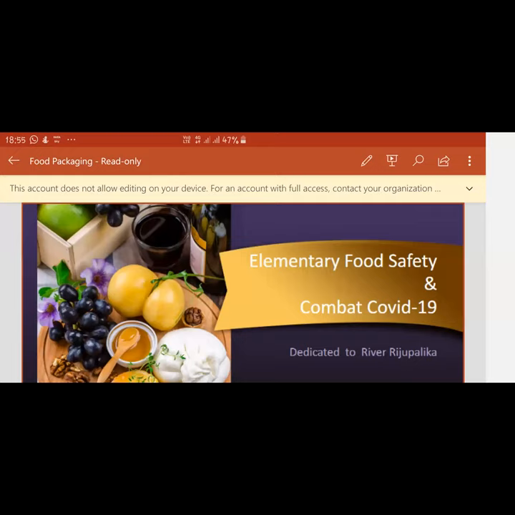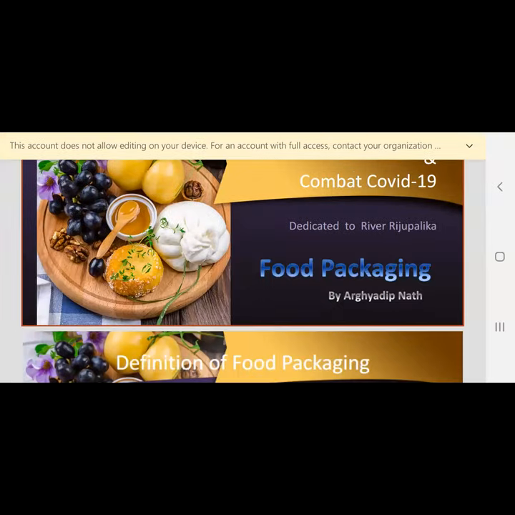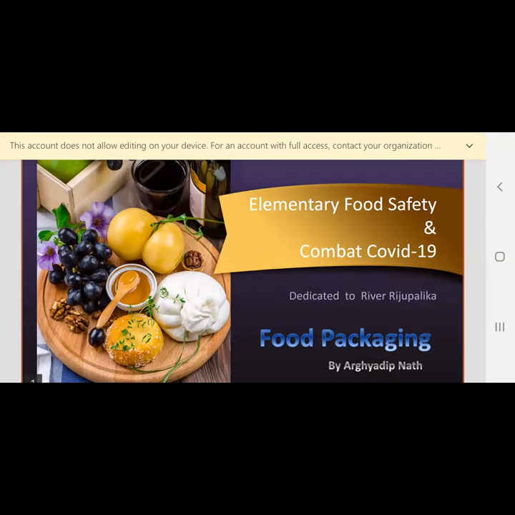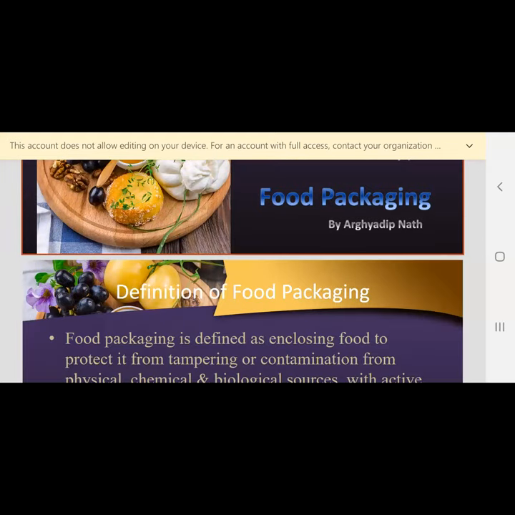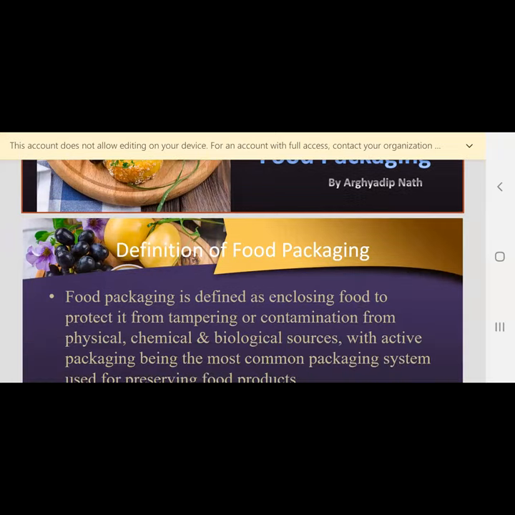So this is the training on how elementary food safety can combat the COVID-19 situation. We are on this online webinar platform, so please be safe and keep your family safe. Follow the guidelines of the Ministry of Health and Family Welfare of the Central government and your respective state.